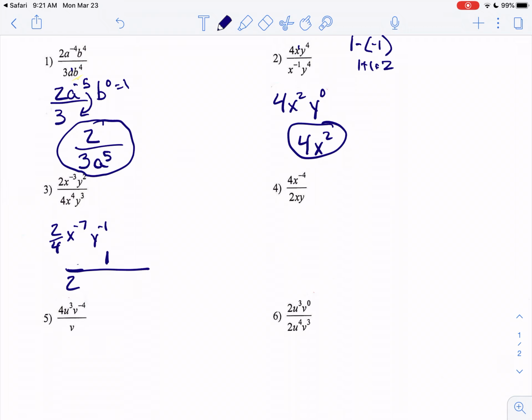So x to the -7th will become x to the 7th in my denominator, and y to the -1st will just become y in my denominator. I don't have to write that 1.